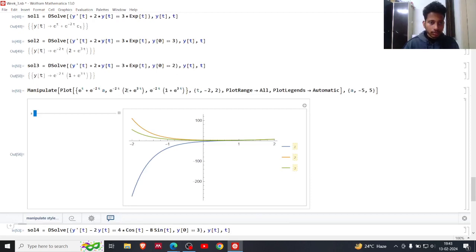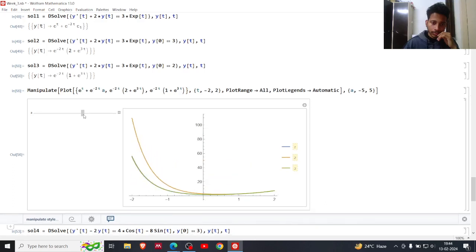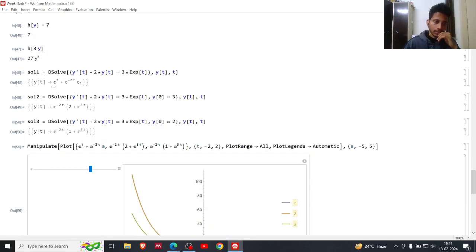This is the particular solution for the boundary value when t equal to 0, y equal to 3, and this is the solution for t equal to 0, y equal to 2. So here we are changing the value of a, and we can see that at a certain point this blue line is matching with the green, and then the yellow. So we can say that this is the general solution for this particular equation, but these two are particular solutions for this particular equation.